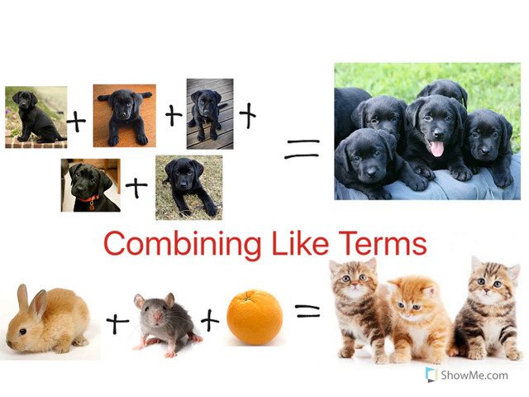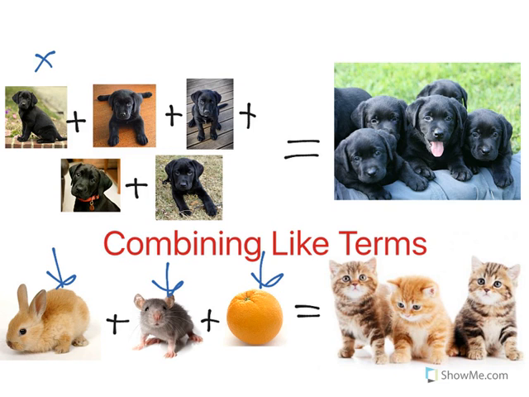Look at this one down here. I have a bunny, a mouse, and an orange. If I add those together, do I get 3 kitties? No. So you can only combine things that are the same in order to get a group of things that are the same. I can't combine 3 things that are totally different and get a group of 3 things that are the same. Let me show you this in math.